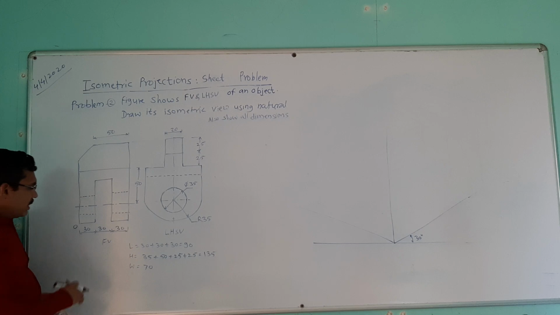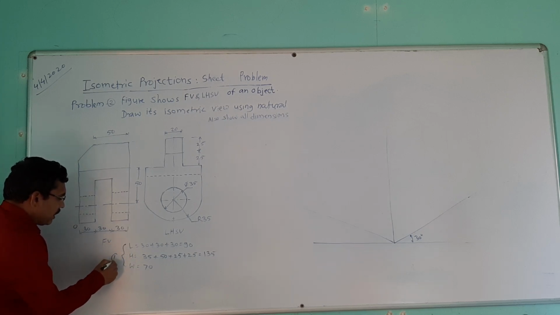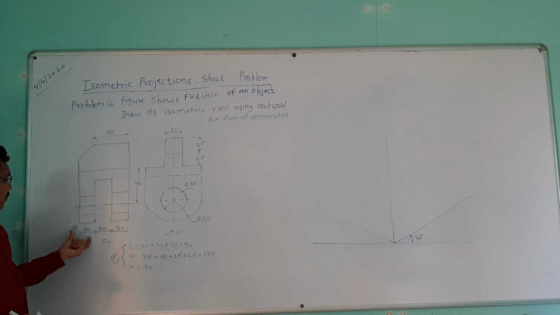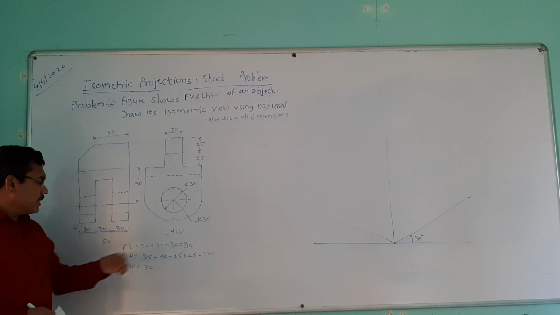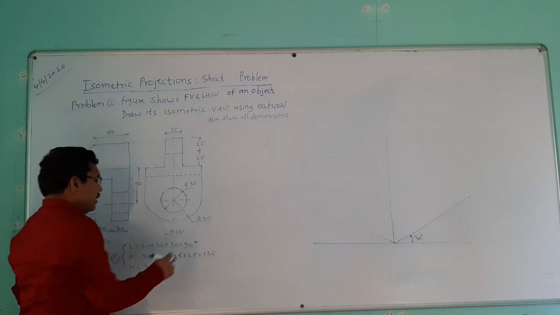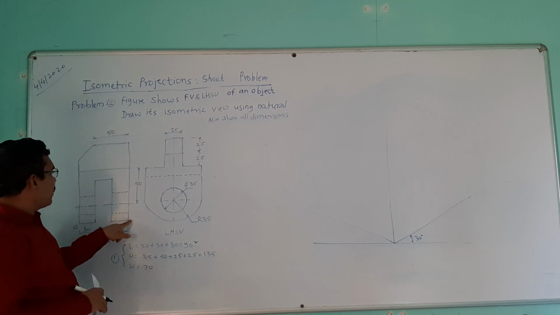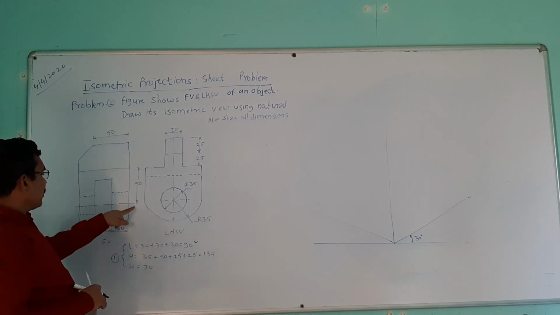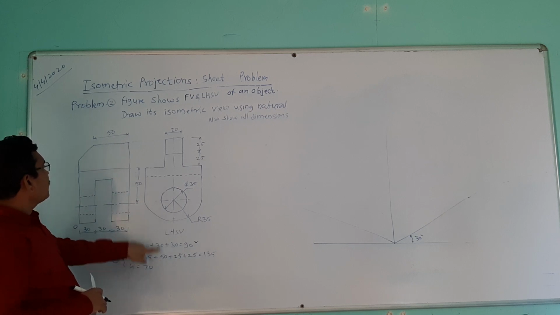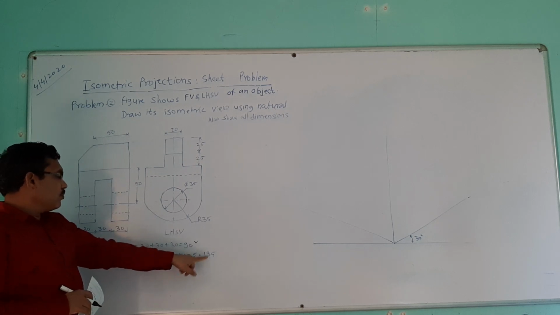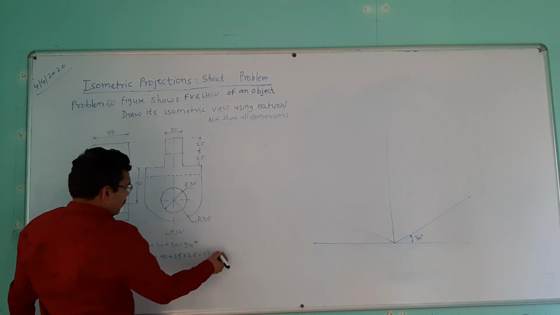So our step number one is to find out the overall dimension. If you see the front view, the length dimension is 30 plus 30 plus 30, so 90 is the length dimension. Then the height dimension: if you start from this base point, the radius is 35, so the first dimension is 35 up to this, then 50, and from this 2 times 25 plus 25, so 135 is the height dimension.